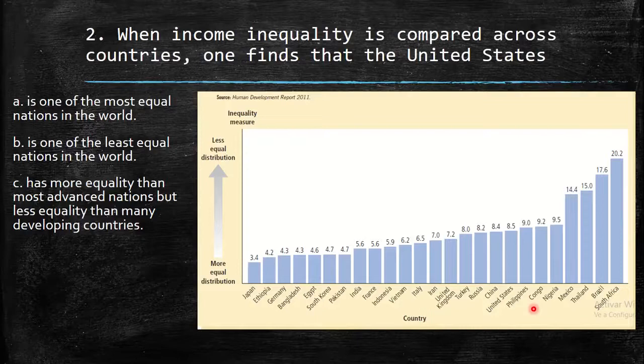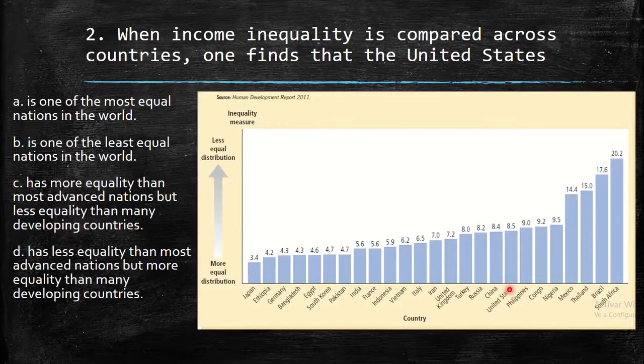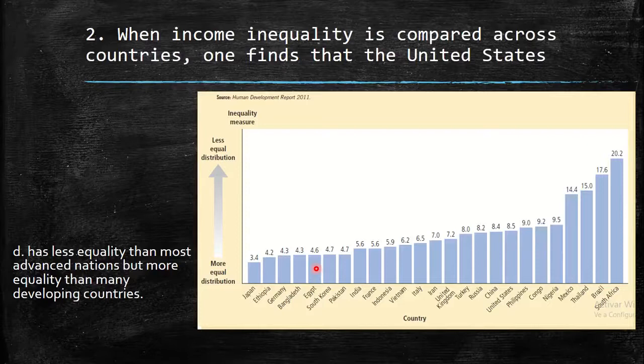Then, has more equality than most advanced nations but less equality than many developing countries. I would say that it's not okay, because it has less equality than most advanced nations, but more equality than many developing countries. So this should be something like that, because it has less equality than this group, but more than that one. So definitely we are with D, right? Has less equality than most advanced nations, but more equality than many developing countries.